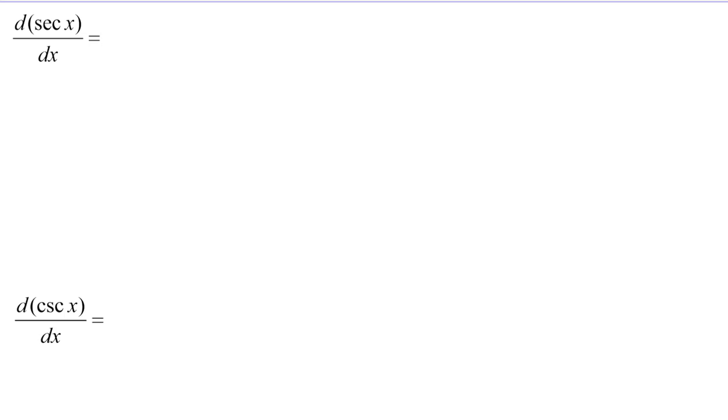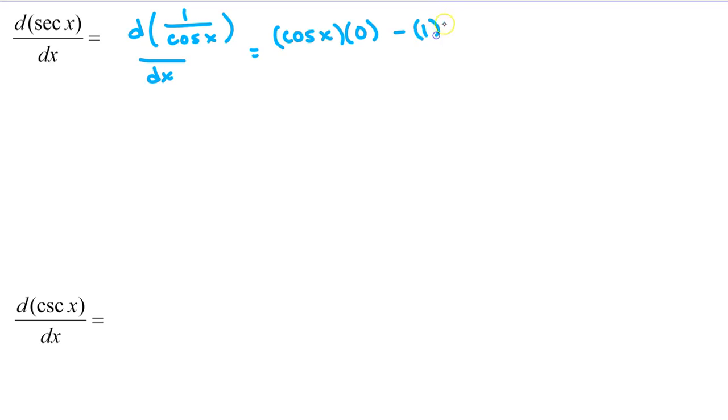Okay, two more to go. So let's think about secant x as being the reciprocal of cosine. So it's the derivative of 1 over cosine x with respect to x, and we can use the quotient rule on this as well. The bottom times the derivative of the top, keeping in mind the derivative of 1 is 0, minus the top times the derivative of the bottom, over the bottom squared.